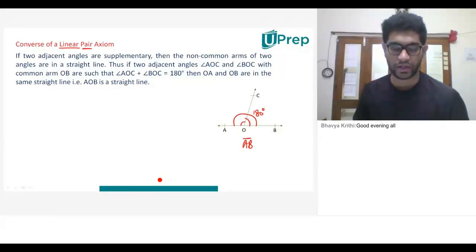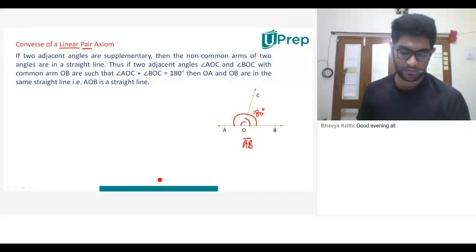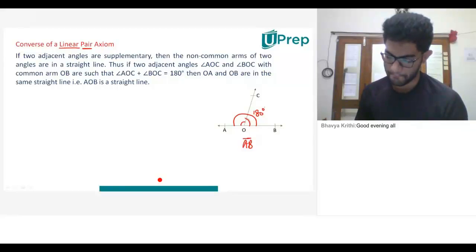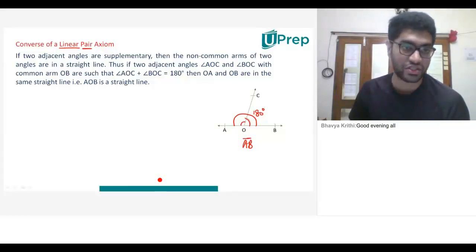Any doubts, guys? Are we clear now? Yes, sir. Okay, great. Then supplementary angles are also the same, right? Correct. But in a linear pair, they need to be adjacent to each other.